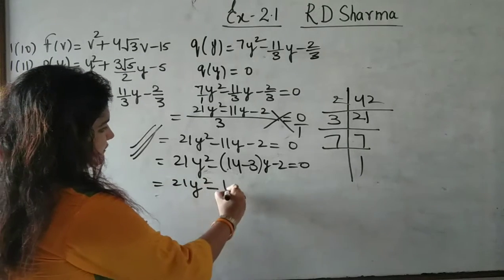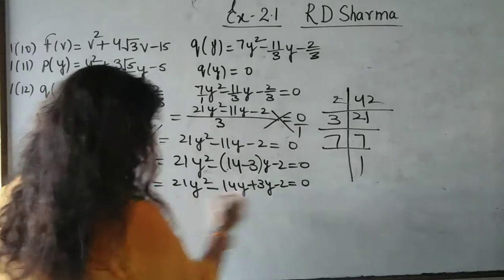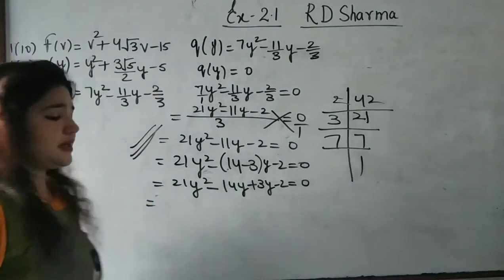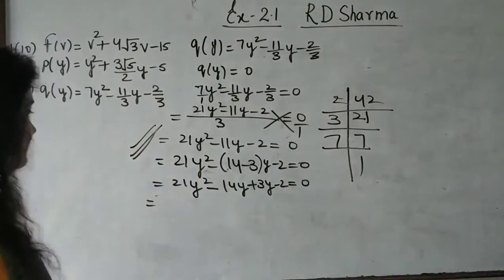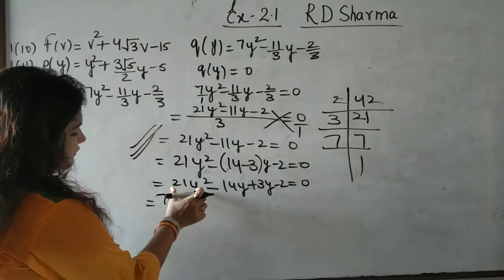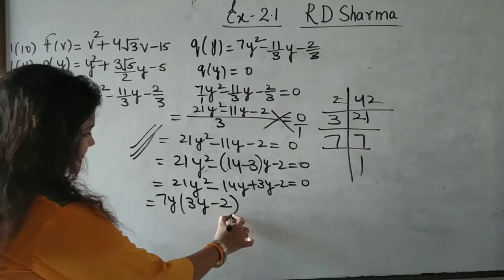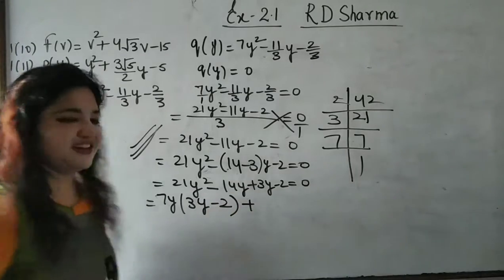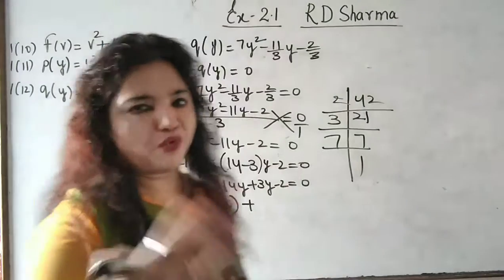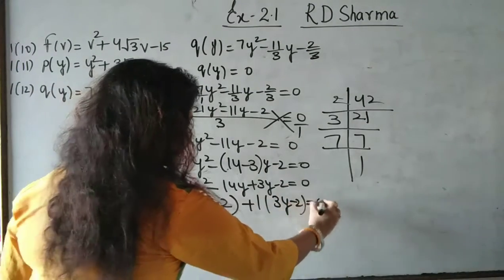21y squared minus 14y plus 3y minus 2 is equal to 0. In these two terms, what is common? 7y is common. So what is left here? 3y minus 2. This is left here. And now here, what is common? Nothing is common. It means we will take 1 as a common. 1 times 3y minus 2 is equal to 0.